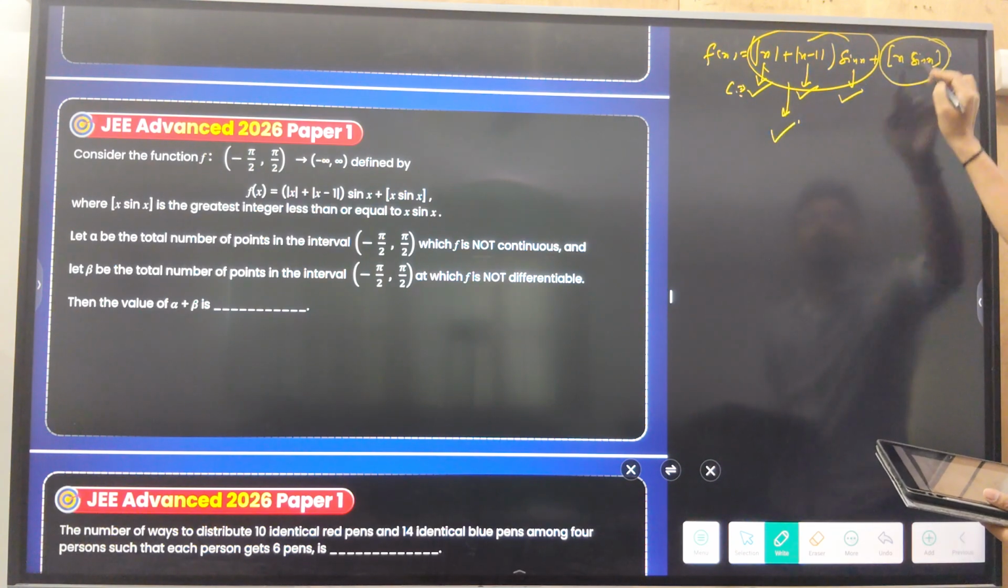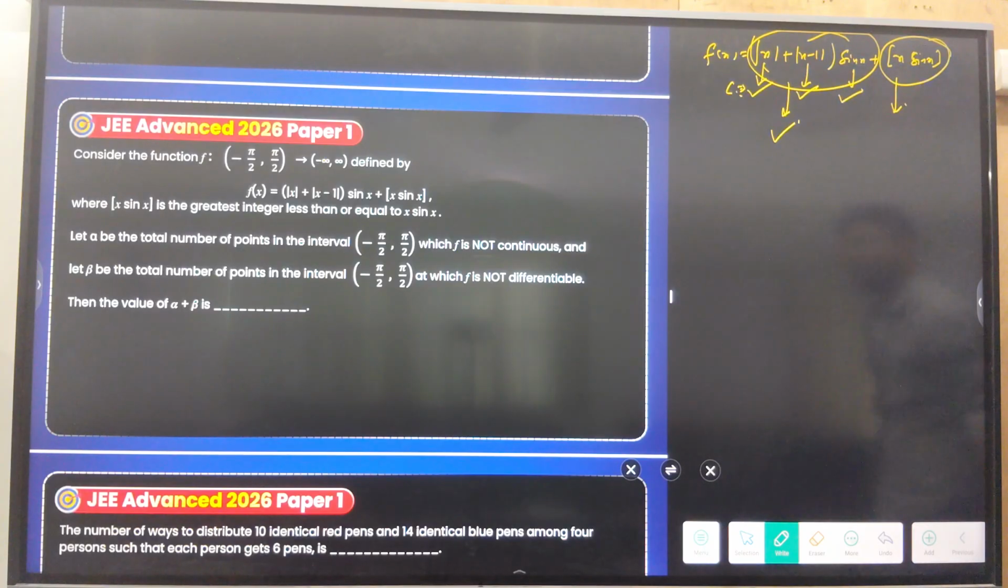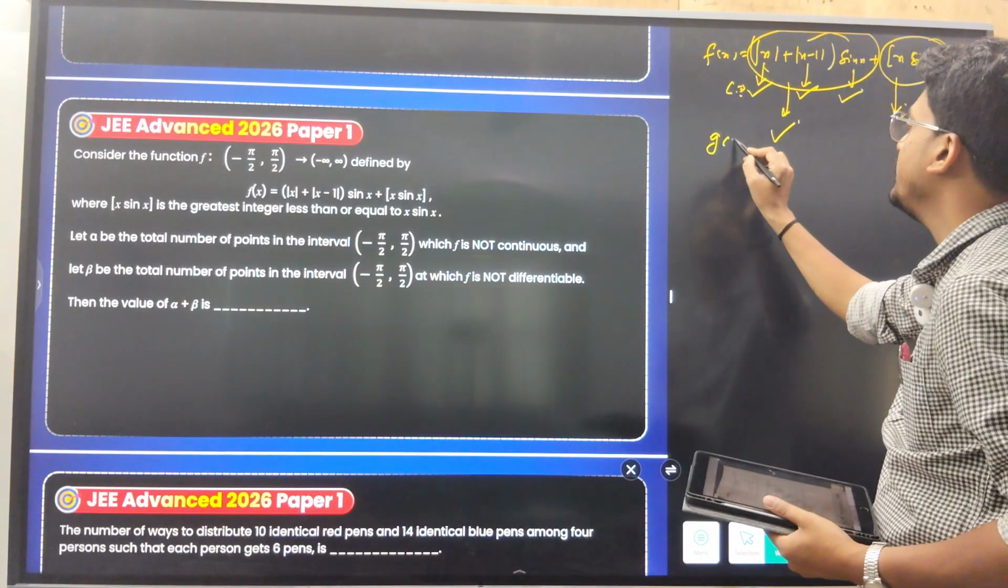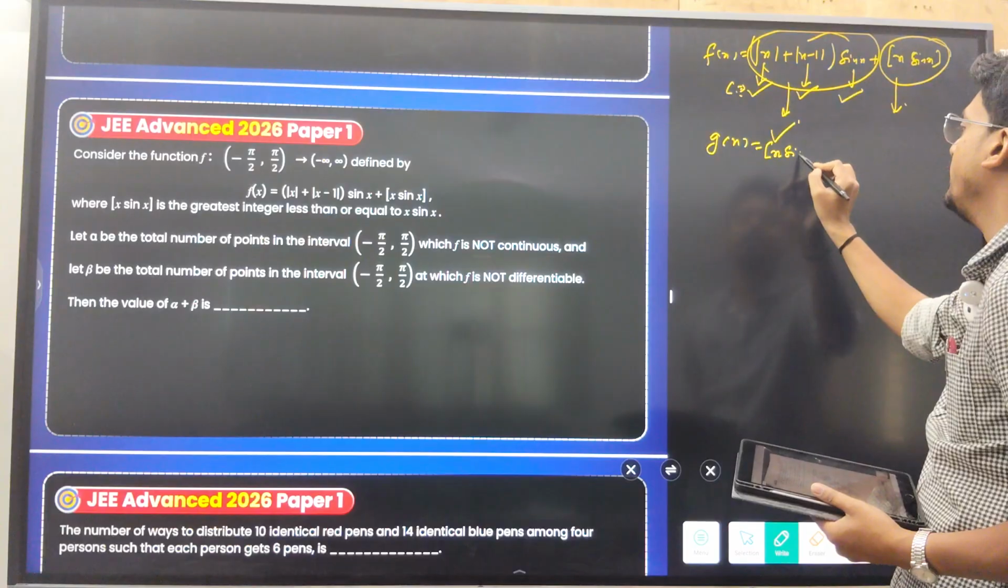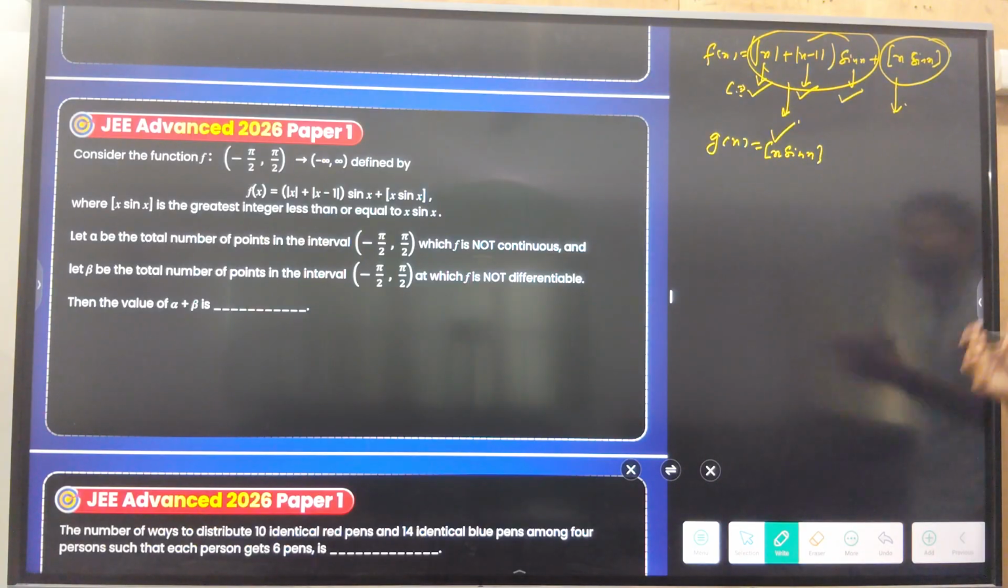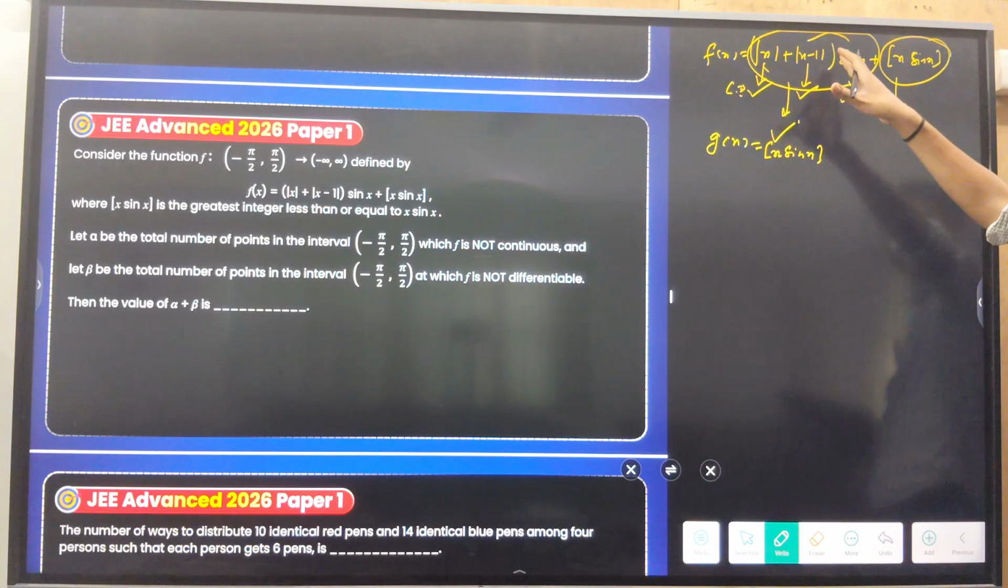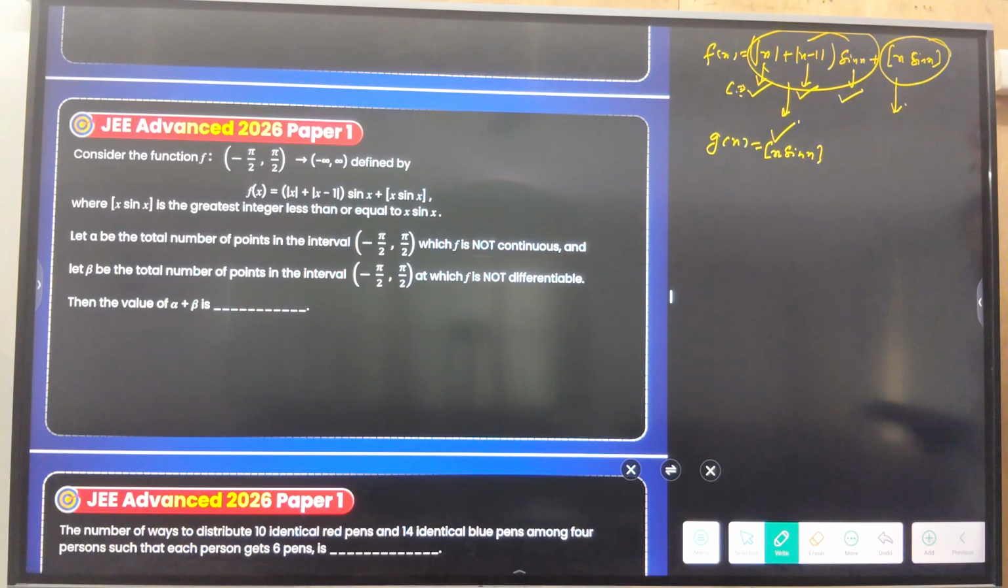Now we have to check box of x sin x. So suppose we are considering g(x) equal to box of x sin x. We have to check how many points there are where box of x sin x is discontinuous, because mod x and mod x minus 1 into sin x are continuous everywhere. So if there is any point in minus pi by 2 to pi by 2 where this function is discontinuous, then definitely box of x sin x is contributing at that point.